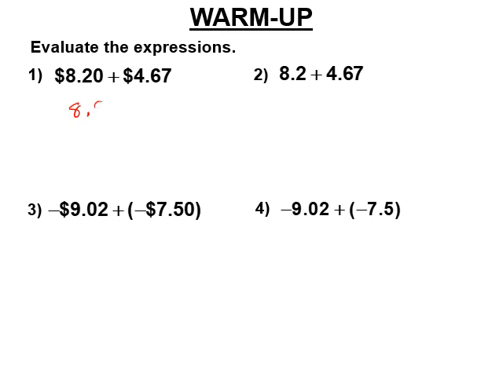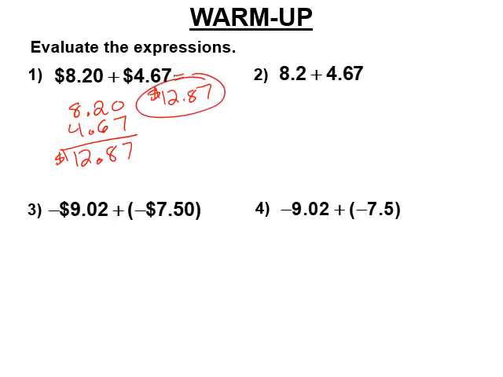So when we're adding $8.20 to $4.67, we get $12.87. Now do the next one. Now notice, if I give number 1 on a test, every single student gets it right.